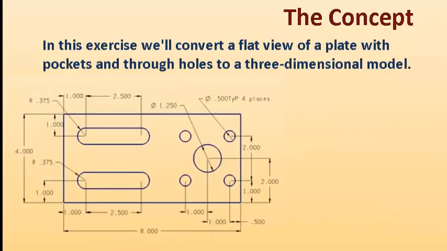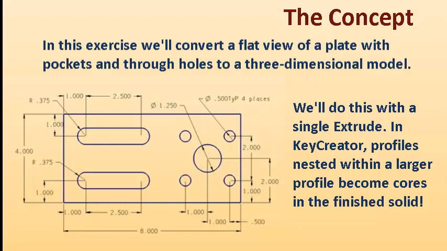In this exercise, we'll convert a flat view of a plate with pockets and through holes to a three-dimensional model. We'll do this with a single extrude. In KeyCreator, profiles nested within a larger profile become cores in the finished solid.